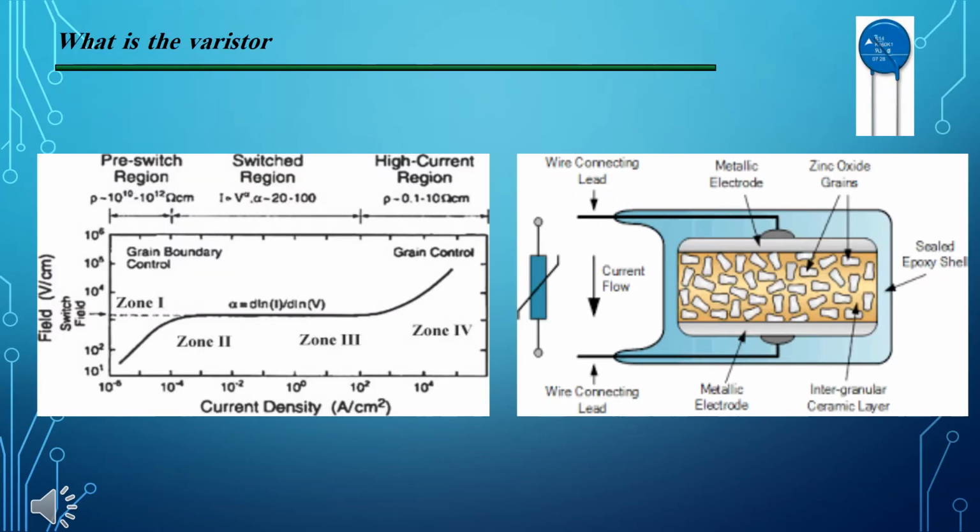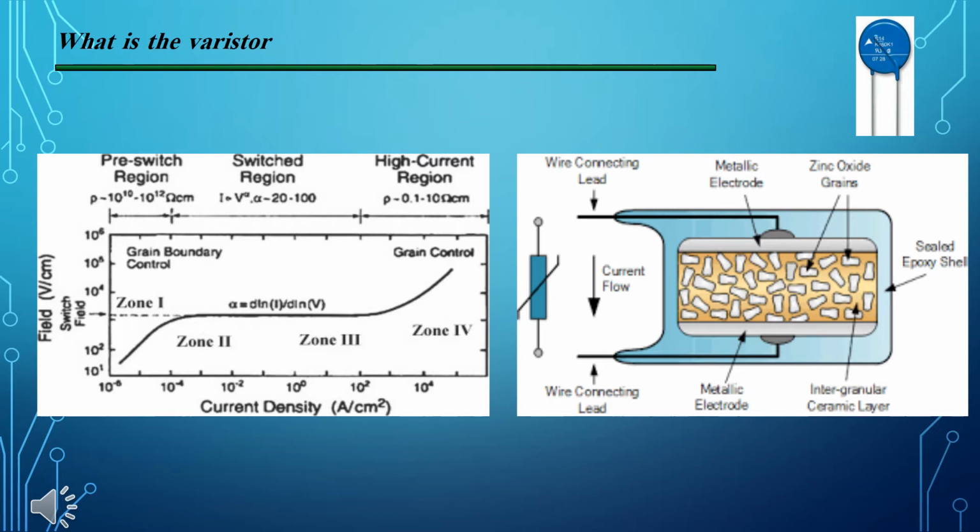Firstly, what is the varistor? The word varistor is a combination of the words variable resistor, but unlike a variable resistor whose resistance value can be manually varied between its minimum and maximum values, the varistor changes its resistance value automatically with the change in the voltage across its terminals. It's a voltage-dependent, nonlinear resistor, or VDR for short.